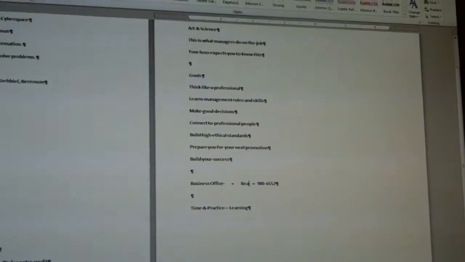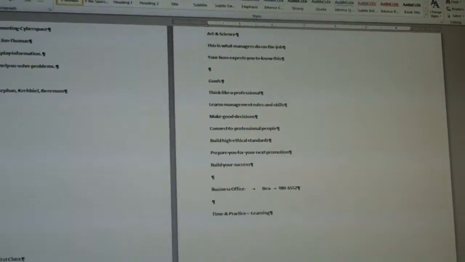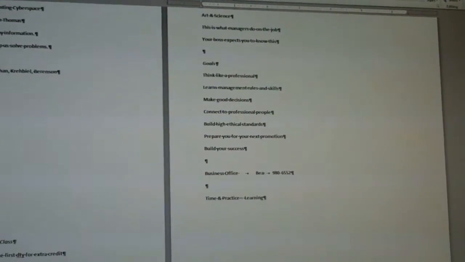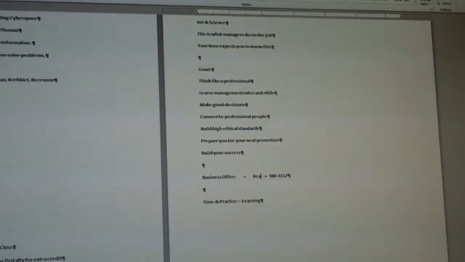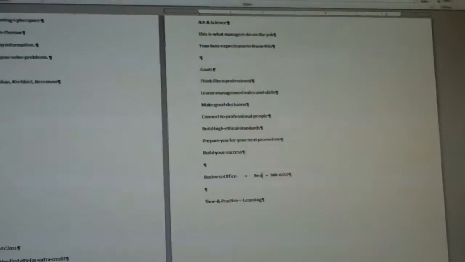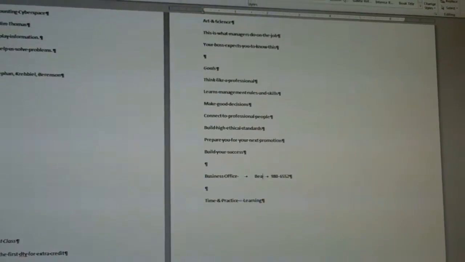So a couple of our goals, we want to think like a professional, learn to use some management rules and skills, make good decisions, connect to professional people, I'm big on that. Build high ethical standards, prepare you for your next promotion, and build on your success.